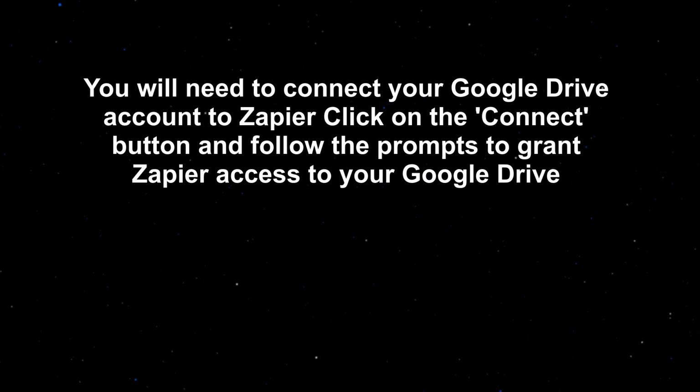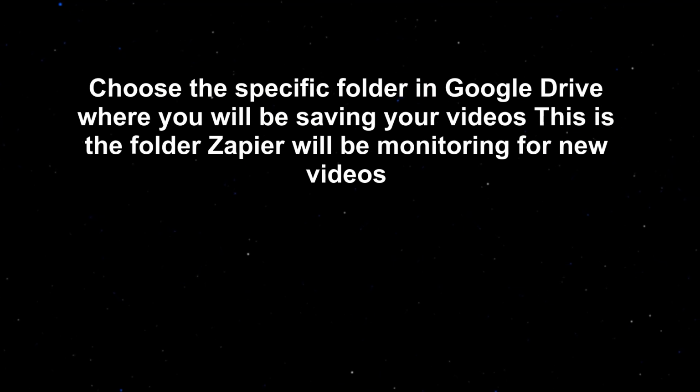You will need to connect your Google Drive account to Zapier. Click on the Connect button and follow the prompts to grant Zapier access to your Google Drive. Choose the specific folder in Google Drive where you will be saving your videos. This is the folder Zapier will be monitoring for new videos.